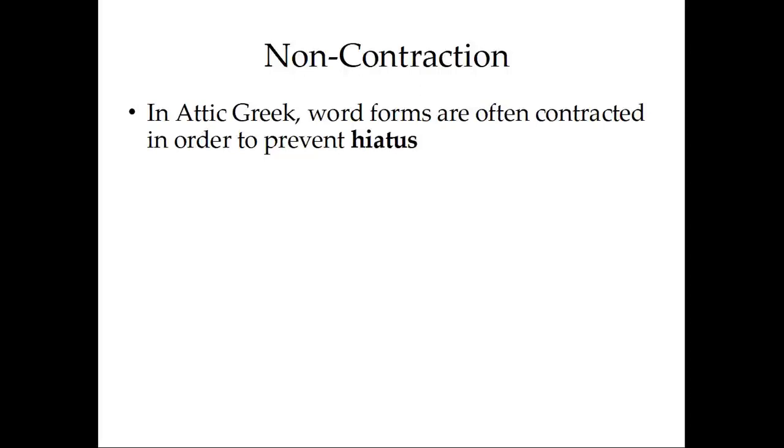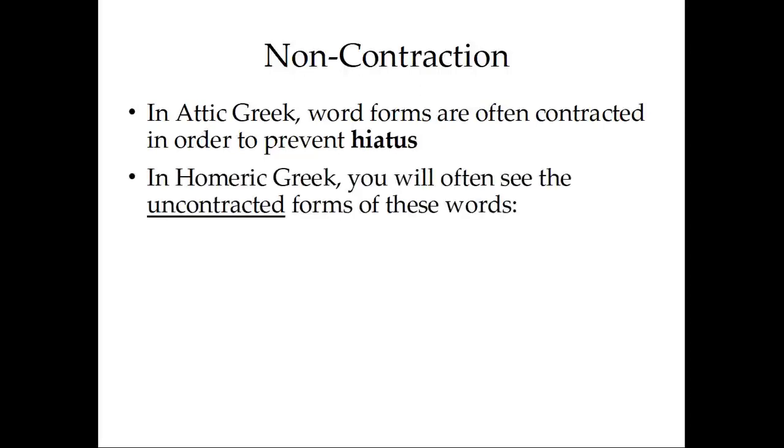But in other dialects, this contraction does not occur. In Homeric Greek, in particular, you will often see the uncontracted forms of these words. This even goes for words that we're not even aware are contracted. For instance, pule, hē, this is the word for gate. In the genitive plural, this is going to look like pulon.